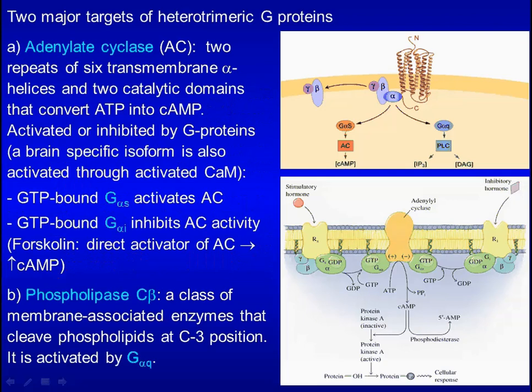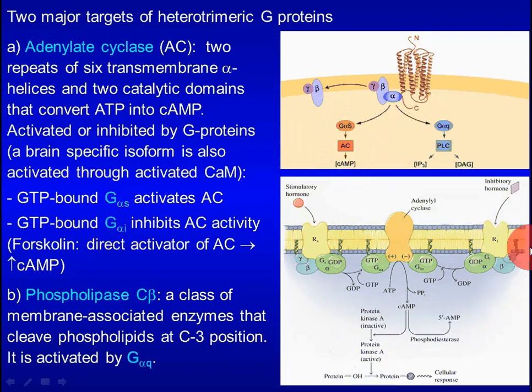There are two major targets of heterotrimeric G proteins. One is adenylate cyclase, or AC. Second one is phospholipase C-beta. As shown here, adenylate cyclase generates cyclic AMP. Cyclic AMP then activates protein kinase A. Activated protein kinase A phosphorylates target proteins. Adenylate cyclase is activated by G-alpha S and inhibited by G-alpha I.